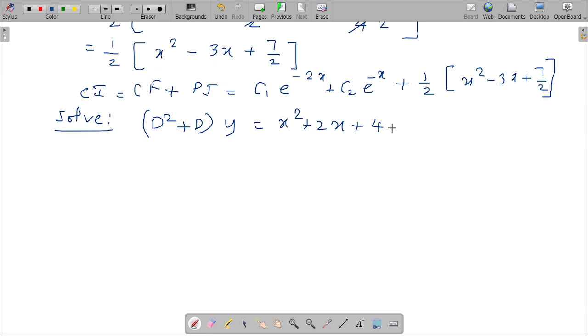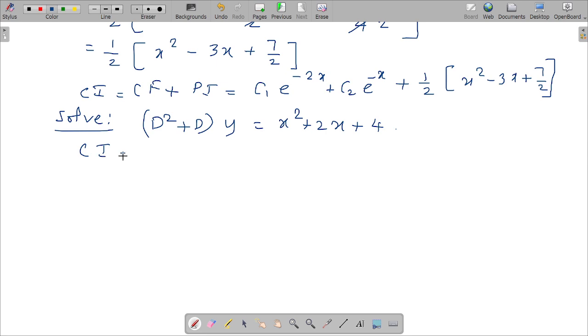Here we can see that there is no constant term in that equation. At the time, what can we do? In case a constant term is there, we can take the constant term. In case a constant term is not there, simply take the lower power of D outside. First we have to find the complementary function.